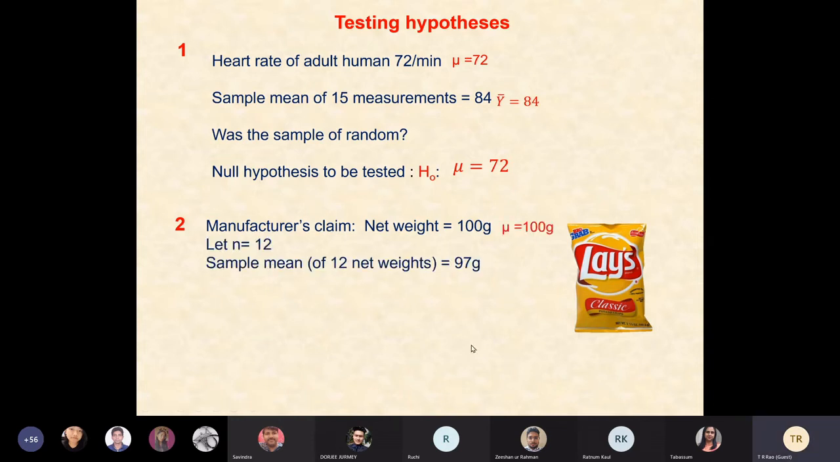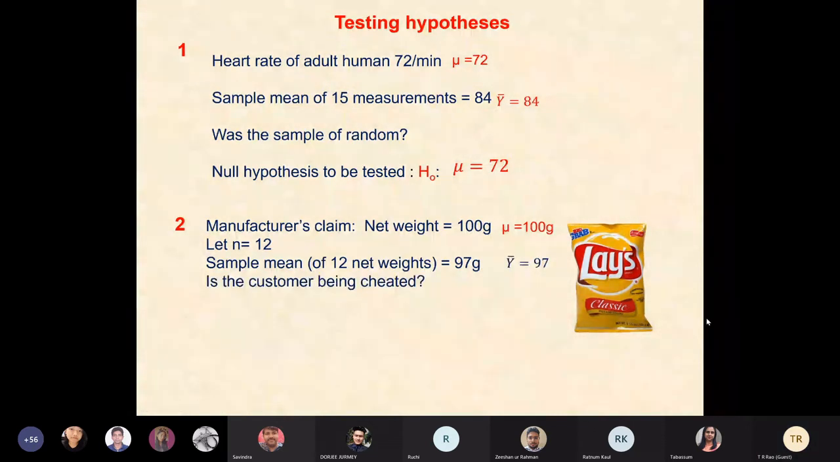Let us say we have taken 12 samples from different stores and the mean came to 97. Now the question arises: is it by chance, because our sample is small or something, that instead of 100 the average came to 97? Or, if this is true, is the manufacturer cheating us by depriving us of 3 grams of chips? So that's the question. We can test it.